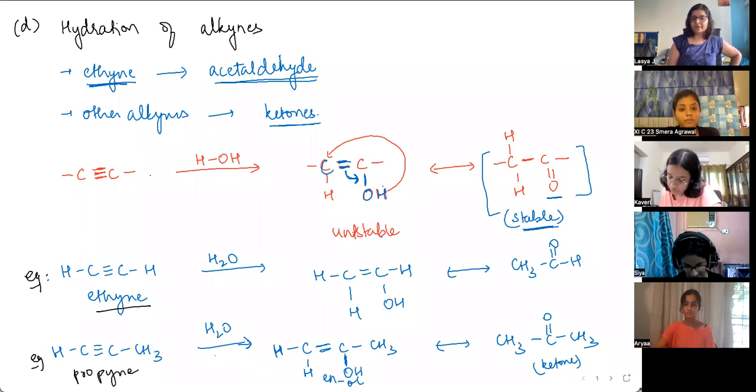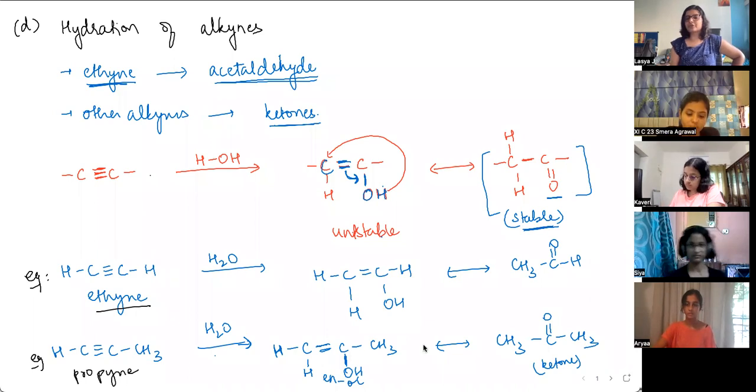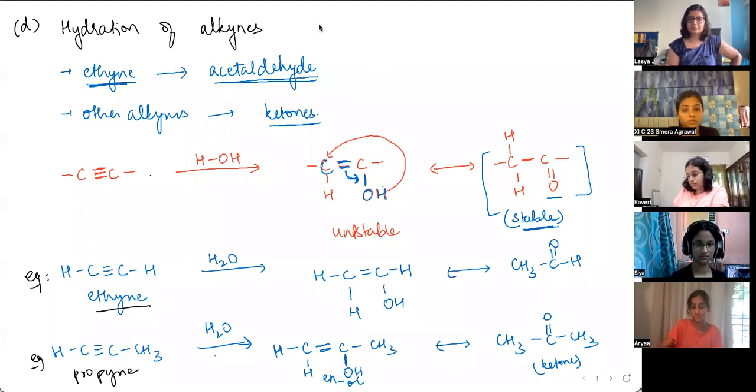What's important is that even though you have an ethyne, an alkyne where the triple bond is in the corner, it's always going to follow Markovnikov addition. So you can make a note somewhere. Even though it's in the corner, you still won't get an aldehyde because of Markovnikov addition.